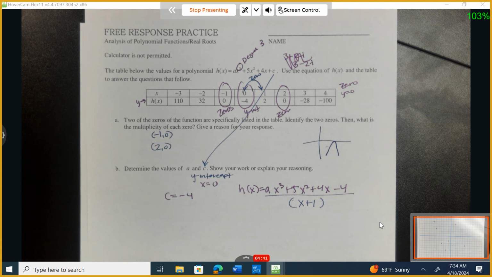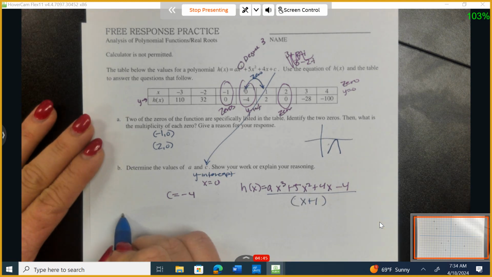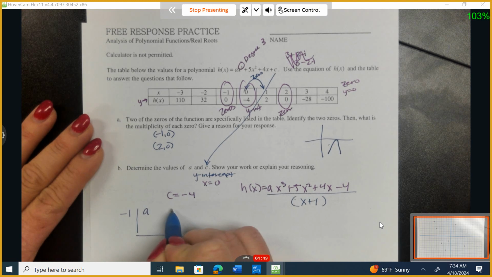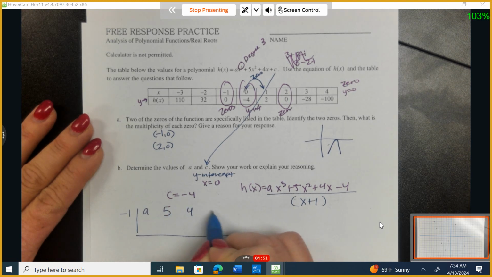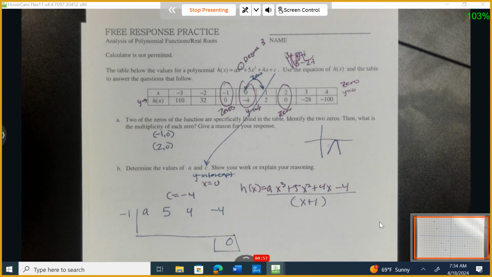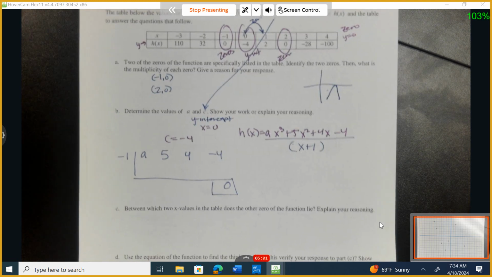How do I know they're factors? It's a factor if it's going to represent the x-intercept. So what we're going to do right now is synthetic division. I'm going to choose to use negative 1. So I have a, 5, 4, negative 4, and what's the remainder? 0. How do I know it's going to be 0 for the remainder? Because it's an x-intercept.